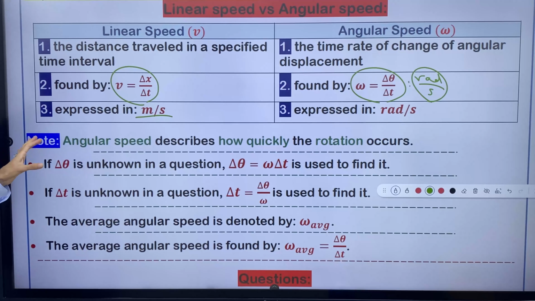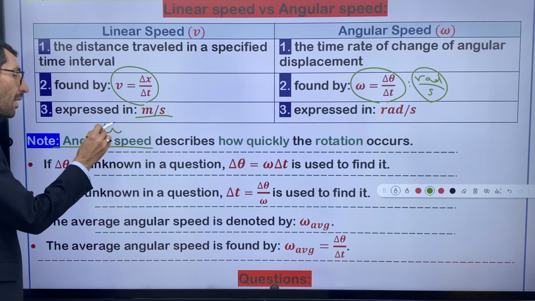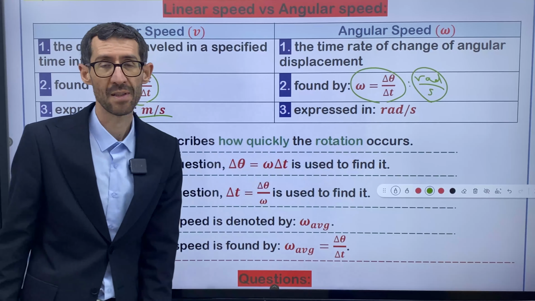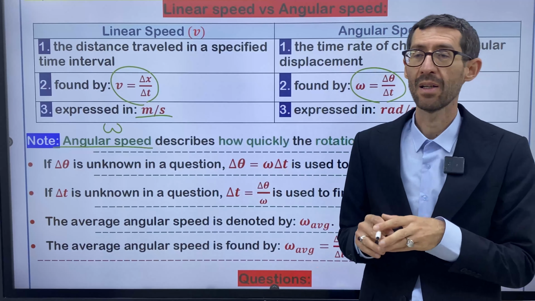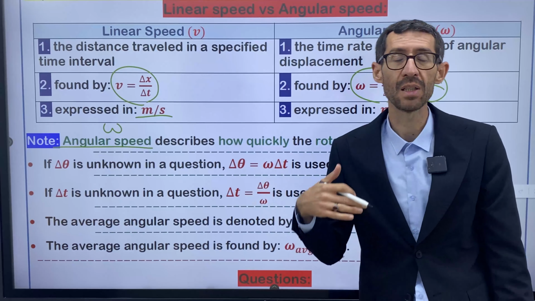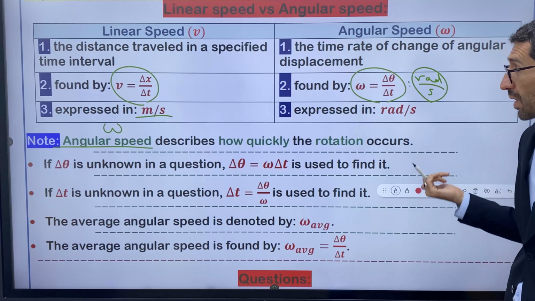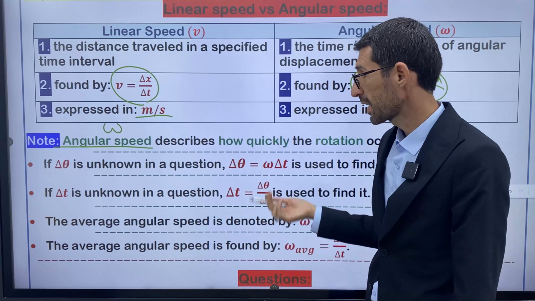We have a note here, angular speed. What do I mean by angular speed? Omega describes how quickly the rotation occurs. So omega describes how fast the object rotates, right? How fast the object rotates. We have some other notes. Let me read them for you.